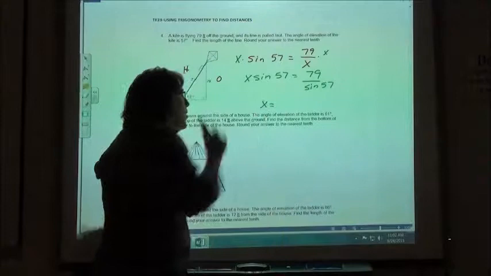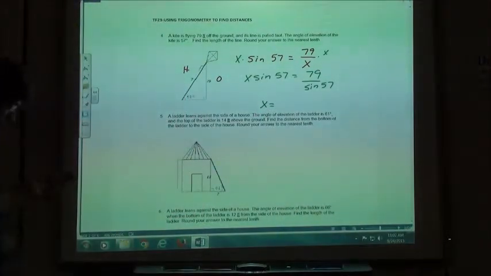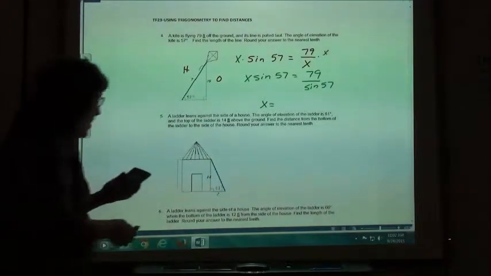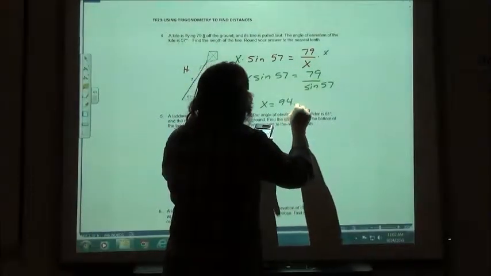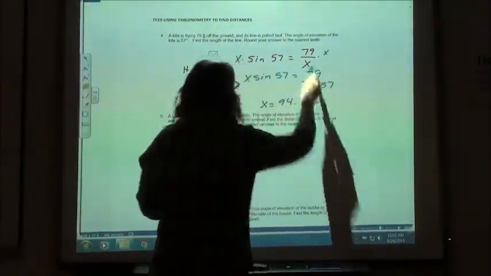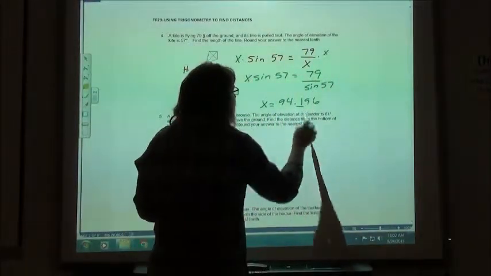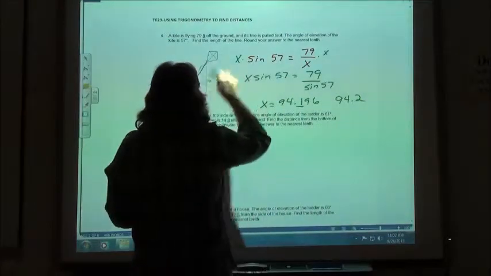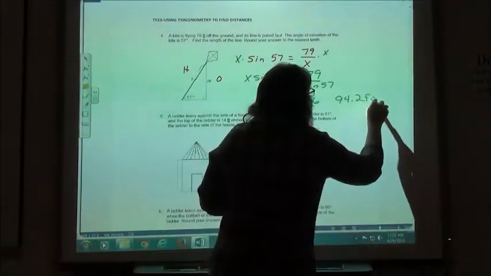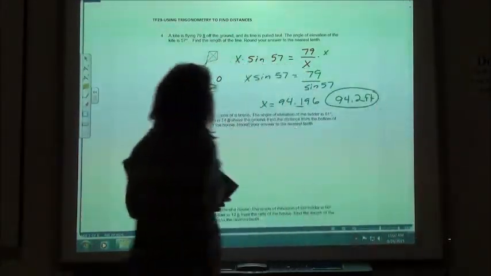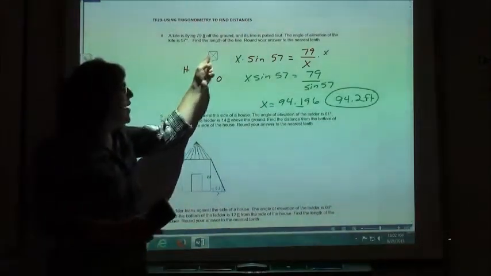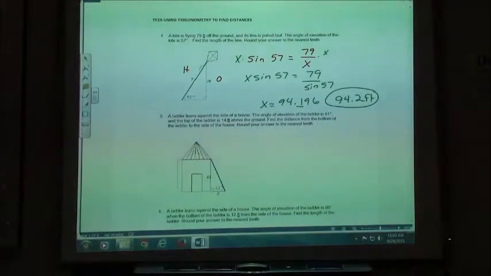So we're going to take 79 divided by the sine of 57 degrees, and we get 94.196. Again, this says round to the nearest tenth, so 94.2, and this would be in feet, since we were in feet when measuring our height. So the length of our line is 94.2 feet.